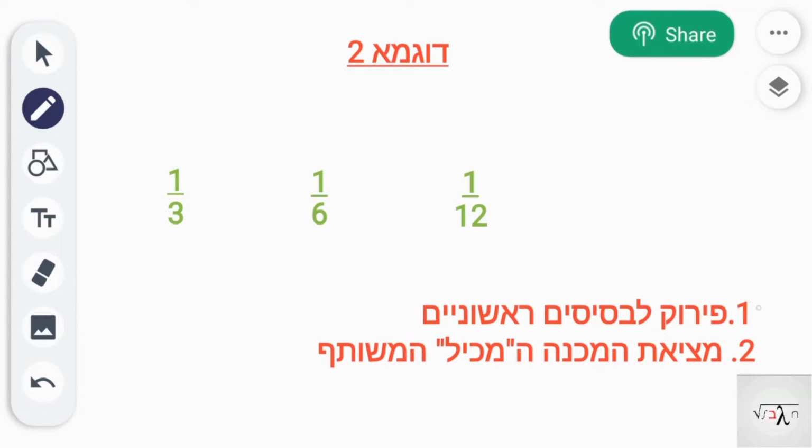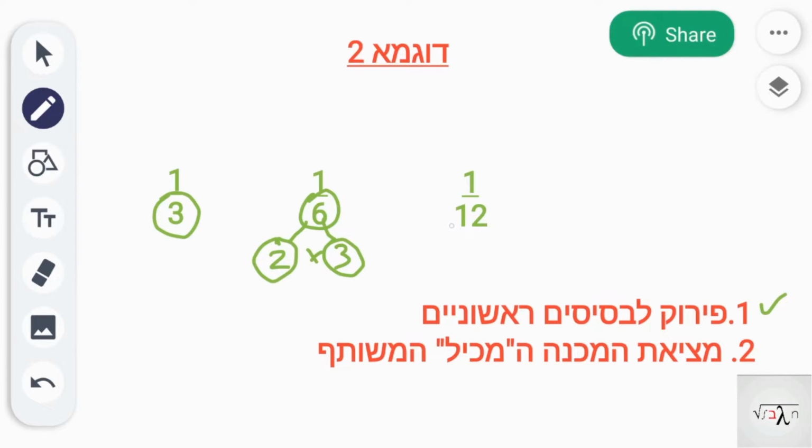The first step we'll do is to take apart the denominators into prime bases. The number 3 is already a prime number because you can only divide 3 by 3 and 1. That's why it'll stay as the same base. 6, on the other hand, can be taken apart into the multiplication of 3 times 2. 3 and 2 are prime numbers, and that's why they will be the prime bases.